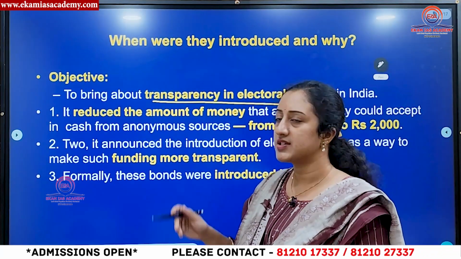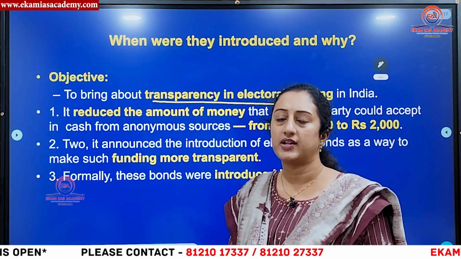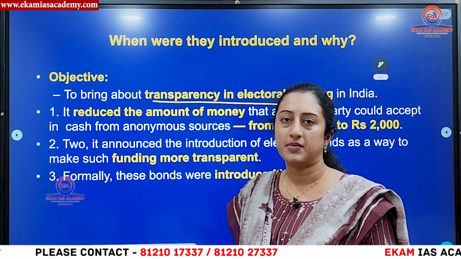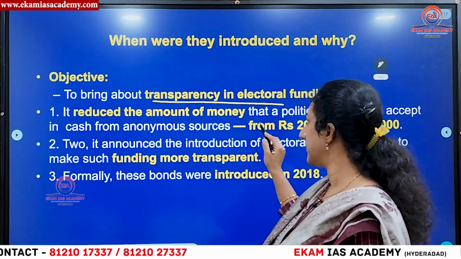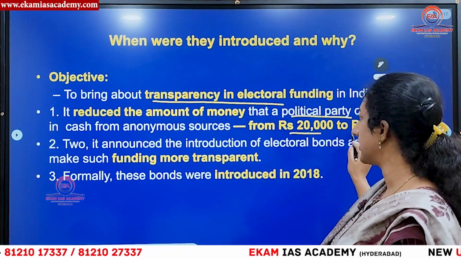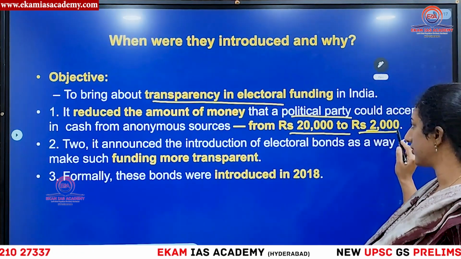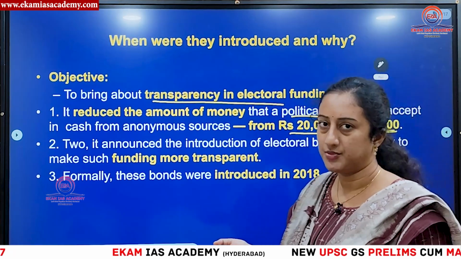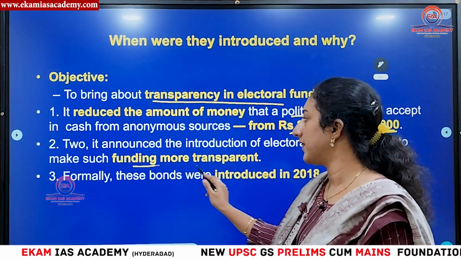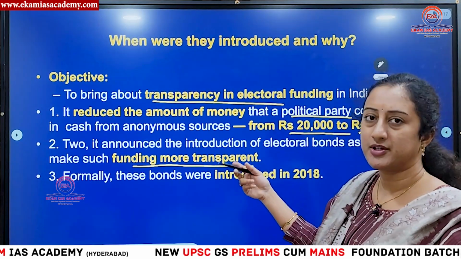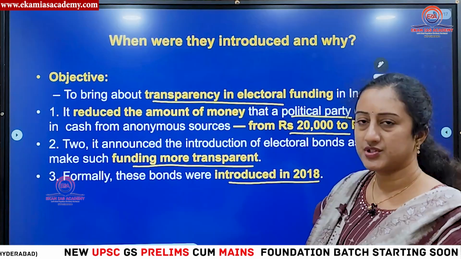But what happens is, they said that as the money is now entering through the banking system, there will be more clean money coming through the political funding, but it reduced the amount of money from political party. Previously, above 20,000, if they get, they have to report to the Election Commission, but now above 2,000 they have to report to the Election Commission of India. Then the second thing is, it was also announced that they wanted to make funding more transparent because this is coming through the banking system. And third, these bonds were introduced in 2018 only.